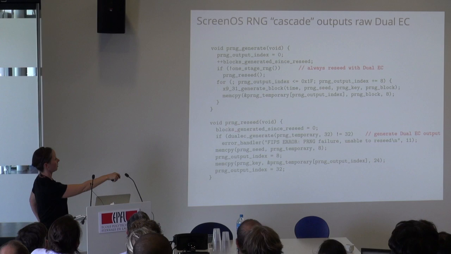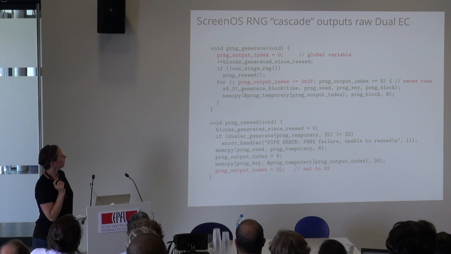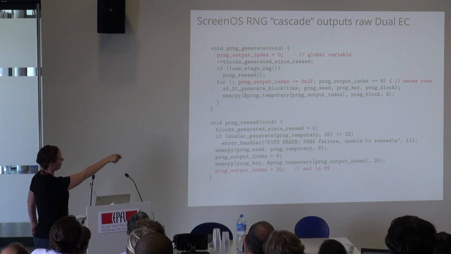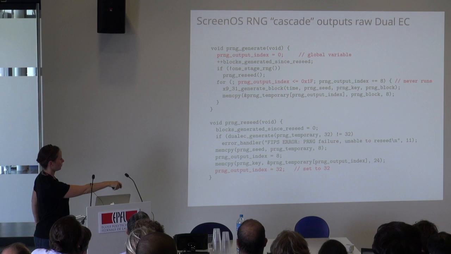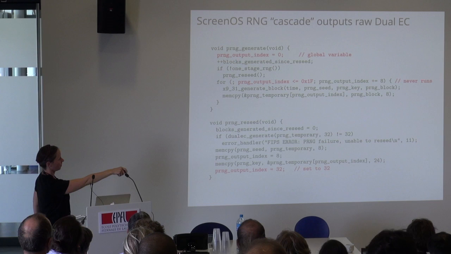Okay? So now comes the interesting vulnerability. This variable here is actually a global variable. During this reseed function, this global variable is set to 32, which means that this for loop here never actually runs.